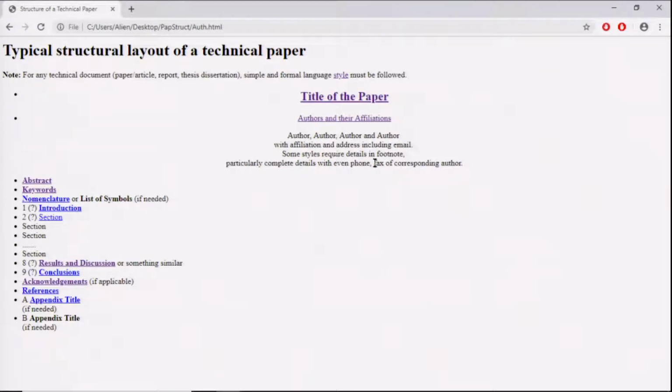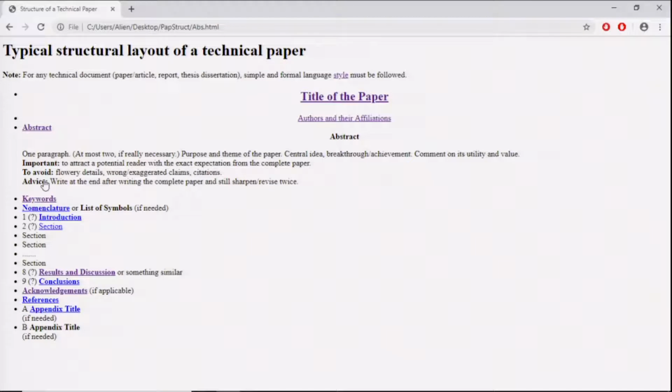Okay. So, after title and authors, then you have one of the most important things of the paper, that is the abstract. And you should know very well what should go in the abstract and what should not. The abstract typically should be short, crisp. It should typically be one paragraph, at most two if it is really necessary. And the abstract should very clearly outline the purpose and theme of the paper, the central idea of this particular paper, the specific breakthrough or achievement achieved through this work, and some comment on its utility and value.